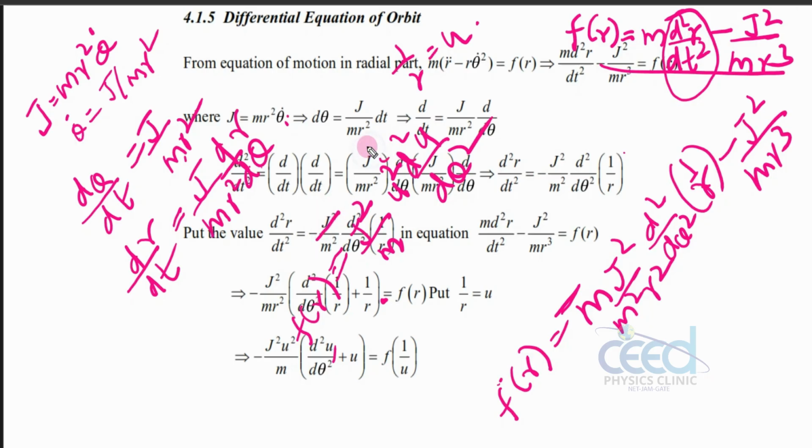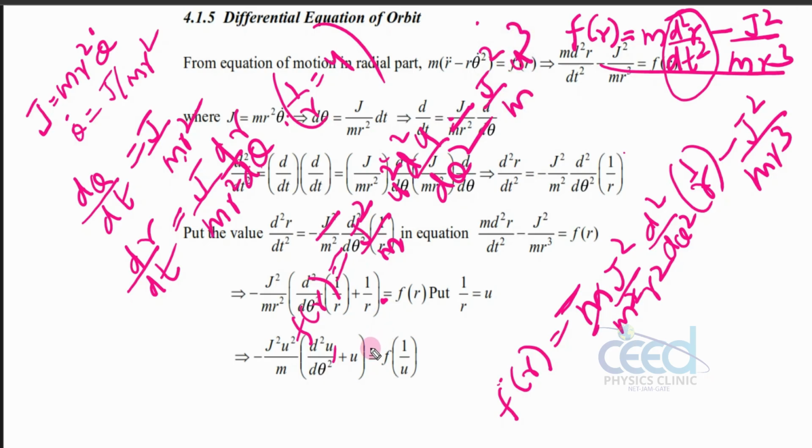Then 1 by r is equal to u, right? So here 1 by r square I am writing u square. Then this m cancels, then minus j square u square d square u by d theta square, right? Here 1 by r cube, that you can write as u cube, right? Then what I can write? Minus j square by m u cube.